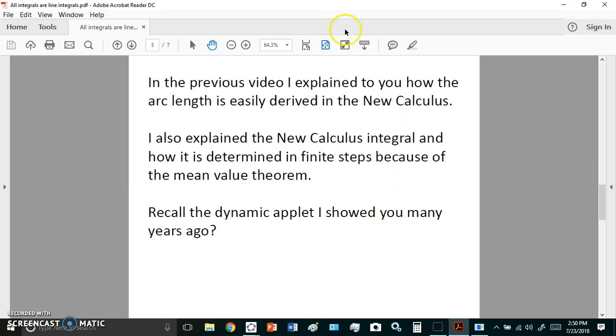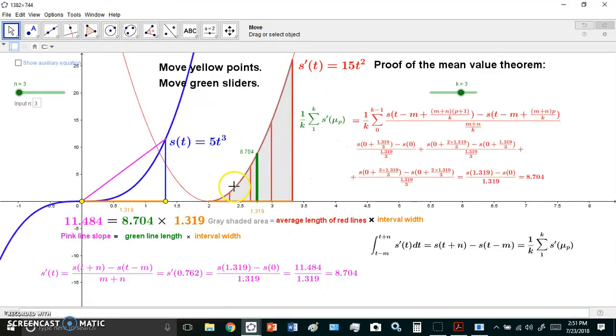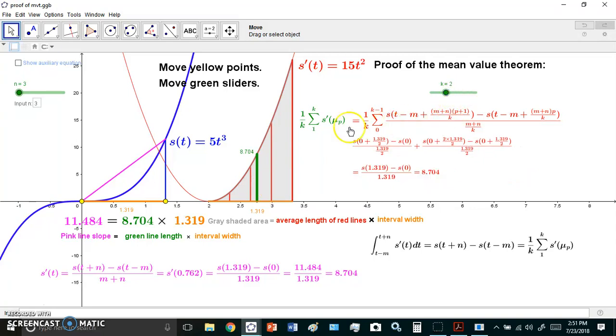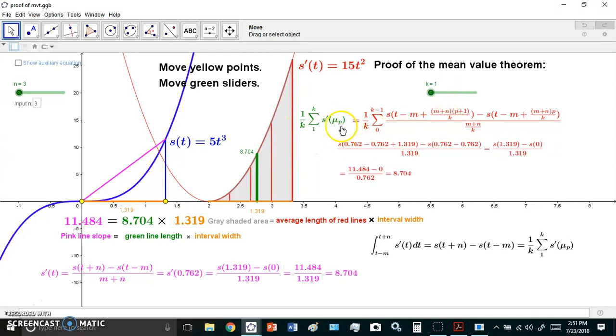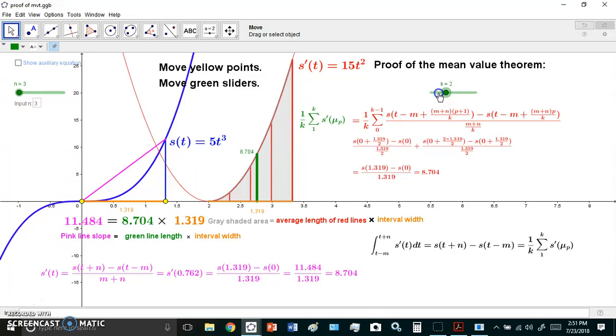So now, in the previous video, I explained to you how the arc length is easily derived in the new calculus. I also explained the new calculus integral and how it is determined in finite steps because of the mean value theorem. Do you recall the dynamic applet I showed you many years ago? This one here? You see that the area that is being calculated is done in finite steps. This is the new calculus definition of integral. And this mu p is simply the mean value for each of the partitions, okay?